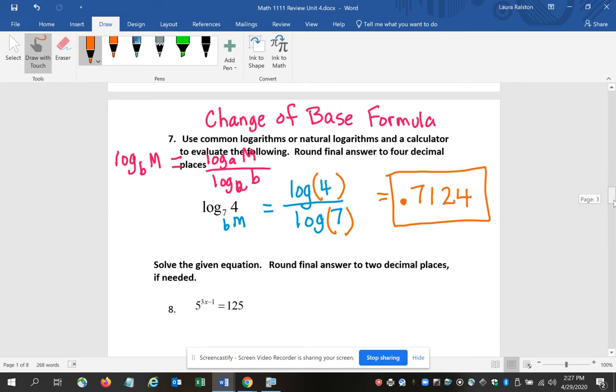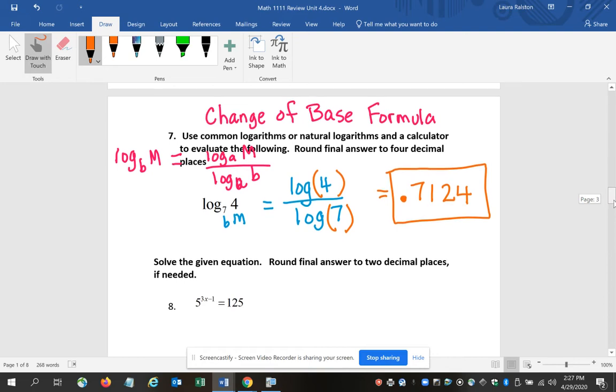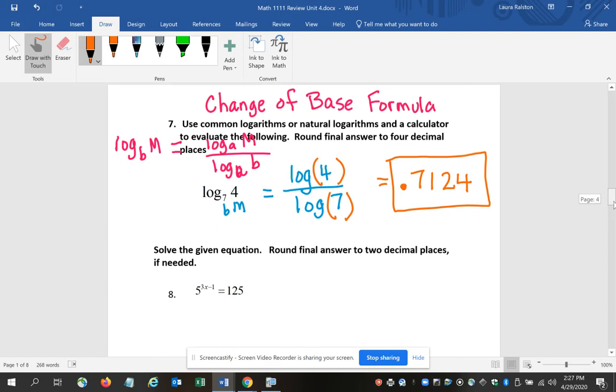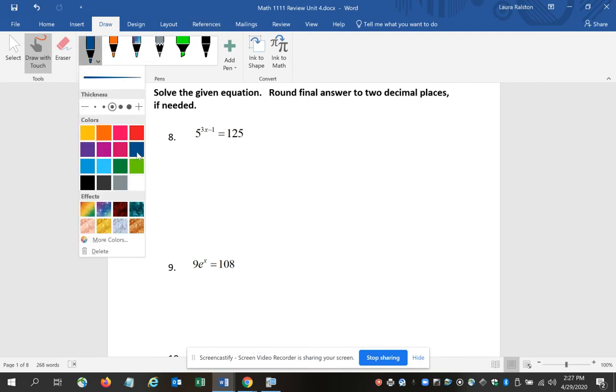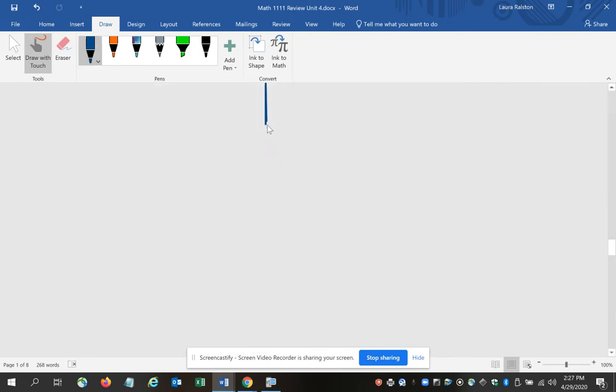Then the last, well, there's really 2 sections left. You have solving equations, whether they're exponential or logarithmic, and also some application problems. So number 8, we begin to solve equations, and my equation is 5 raised to the 3x minus 1 power equals 125. It is an exponential function or equation because I have variables in my exponent. Okay, so this is an exponential equation.